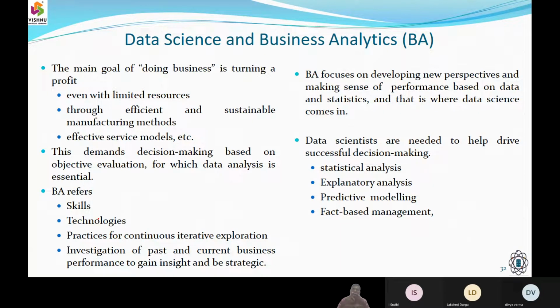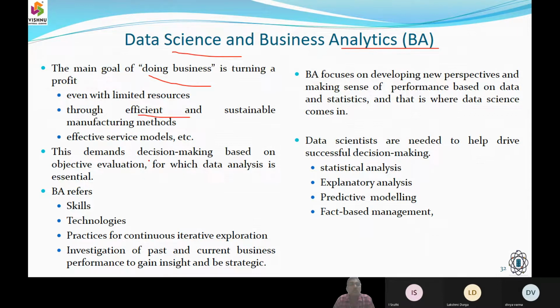First, we differentiated between computer science and data science. Next, we differentiated between data science and engineering. And third, now we are looking at data science and business analytics. When we talk about business analytics, we look at doing business with a specific goal and giving the model an efficient outcome.